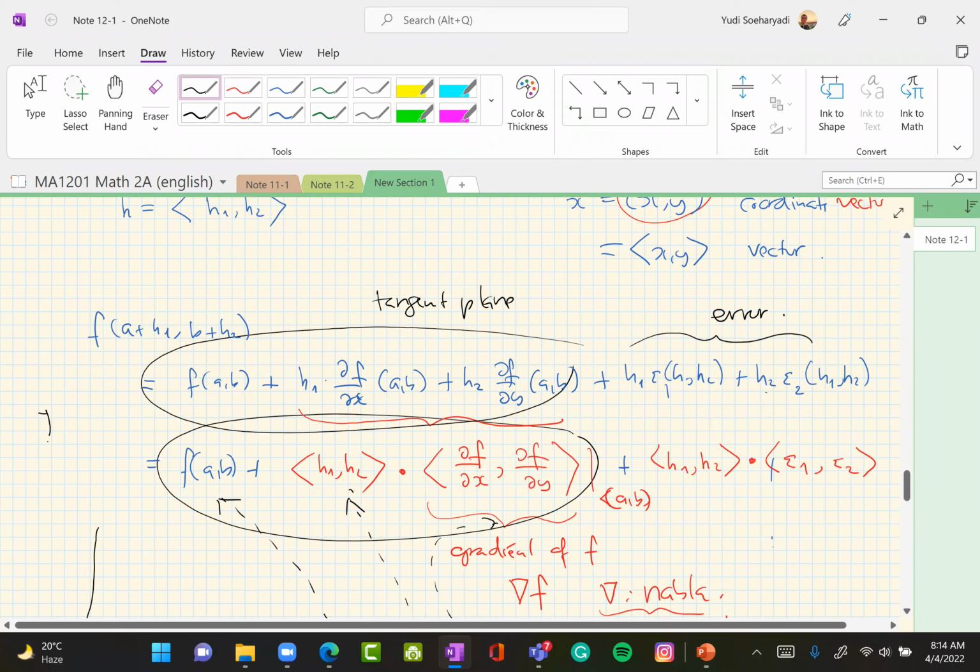So it turns out that we can adapt these definitions to any number of variables. All right, so that's about differentiability. So let's do some more computations. Let's take a break for 5 minutes. Let's take a short break. All right.